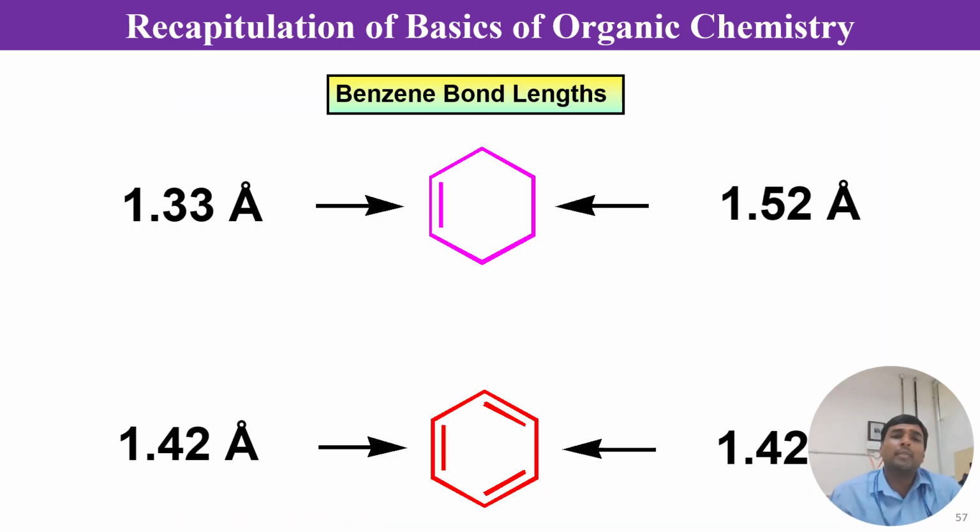If we consider the benzene bond length, it is 1.42 angstrom. But in regular molecules where a double bond is there, the bond length is 1.33 angstrom, and a single bond is 1.52 angstrom. So why is it so?